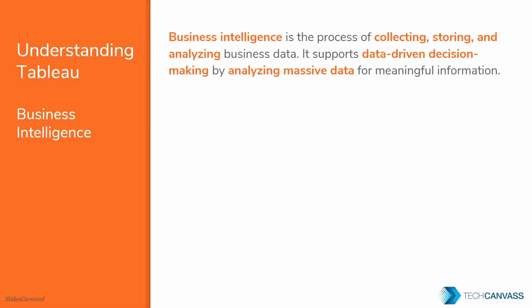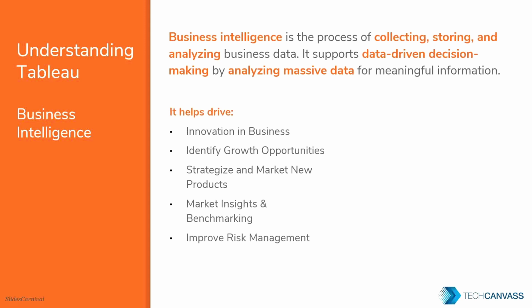So, business intelligence is the process of collecting, storing, and analyzing business data. It supports data-driven decision-making by analyzing massive data for meaningful information. It helps identify and create strategic business opportunities using statistics, analytics, and modeling. So using business intelligence, you can improve almost every aspect of your business with better intelligence. So how does it help?